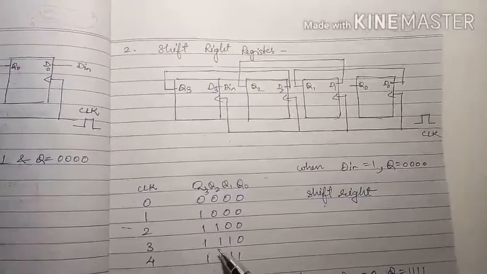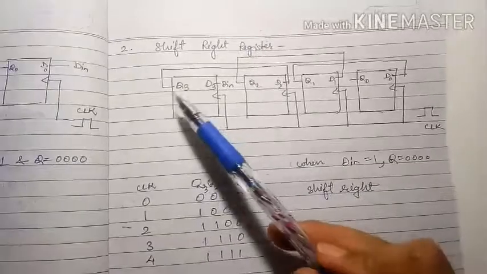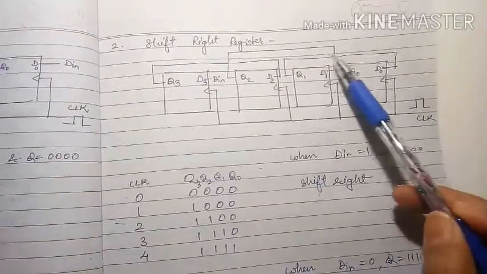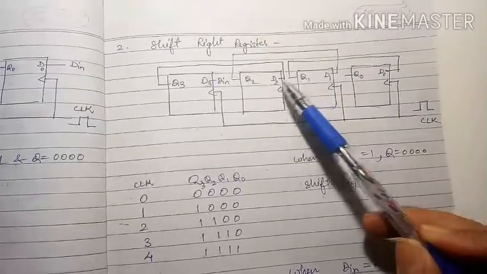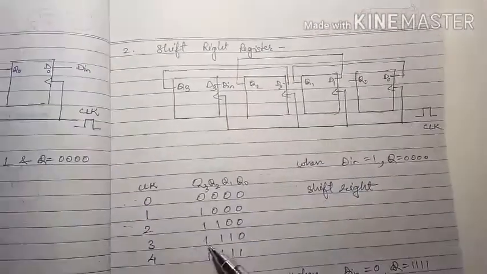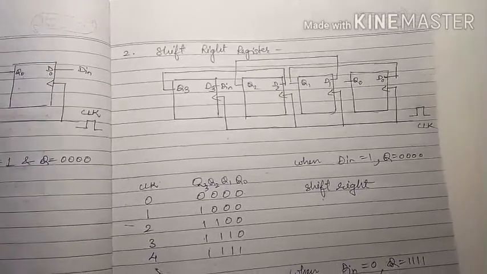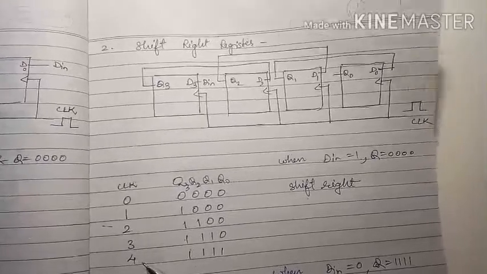With the third clock pulse, what will happen? This one has moved to this, this one has moved to this, Q1's one has moved to this. So Q1, Q2 and Q3 are 1, 1, 1. Q0 is 0. With the fourth clock pulse, what will happen?